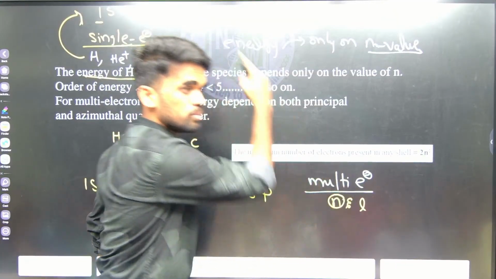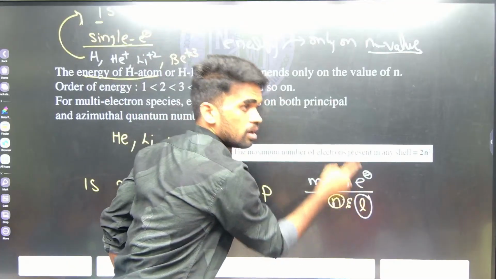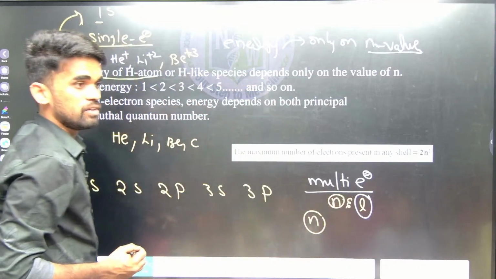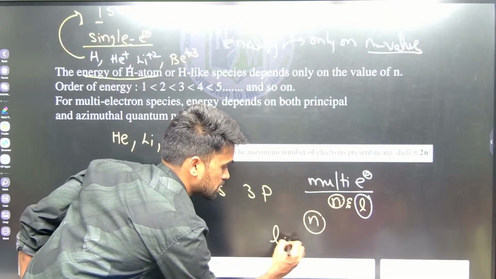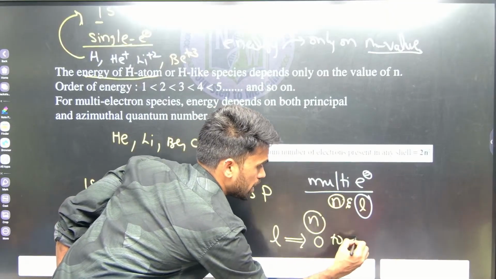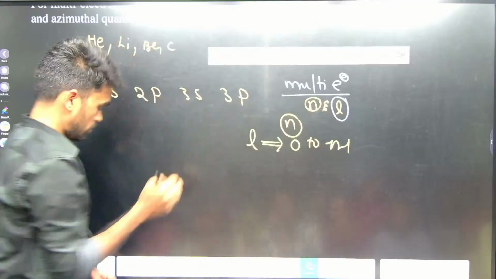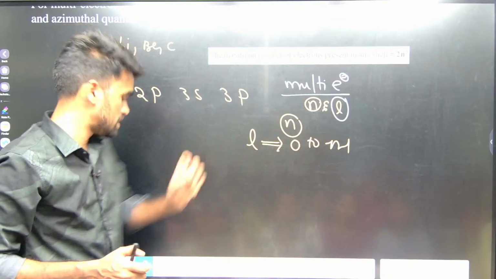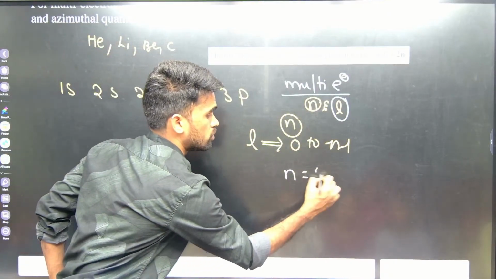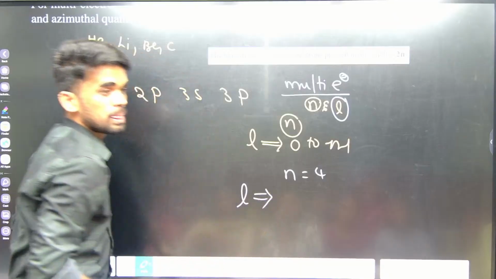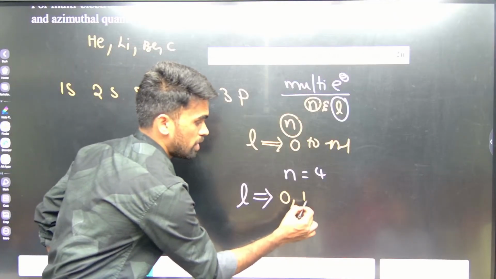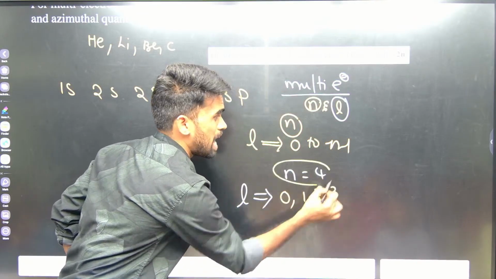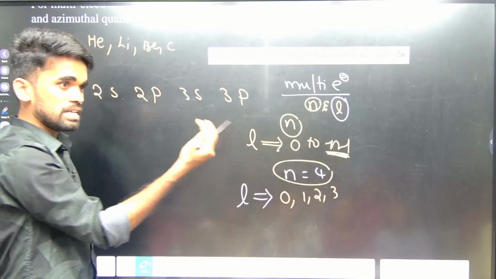n comes from the principal quantum number, l comes from the angular quantum number. For a given n value, l will always lie from 0 to n minus 1. It means if n equals 4, the possible l values are 0, 1, 2, 3, that's it. Can I write 4? No, it should always be at least one less than n.